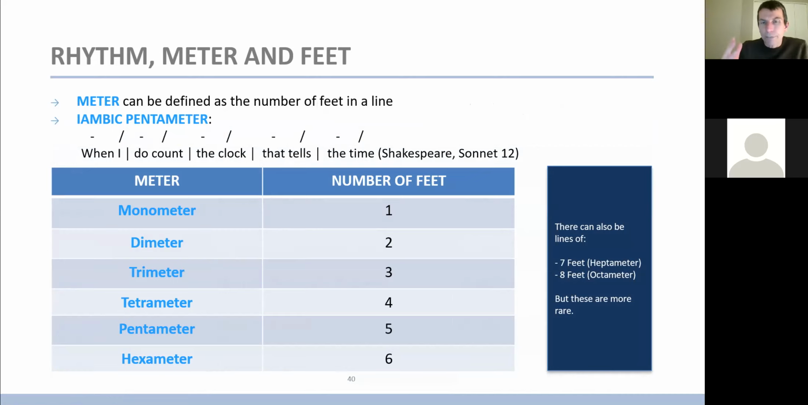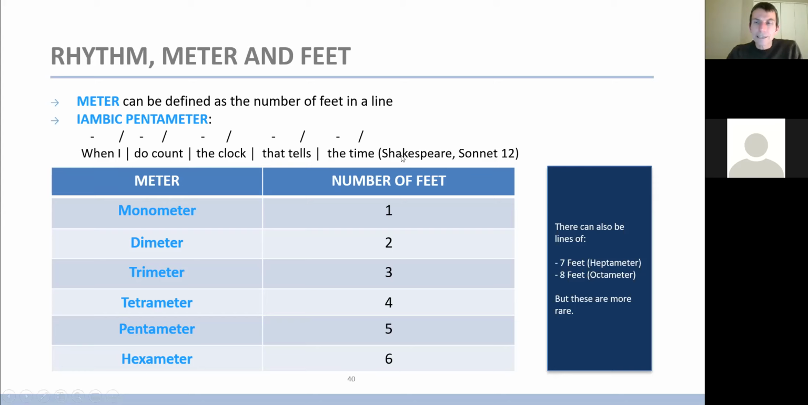So what does pentameter mean? It just means that there are five of those feet. So a foot is an unstressed and a stressed syllable if it's an iambic foot. And if I have five of those, so 10 syllables, then I have a pentameter line, okay? And obviously there are different possibilities there.